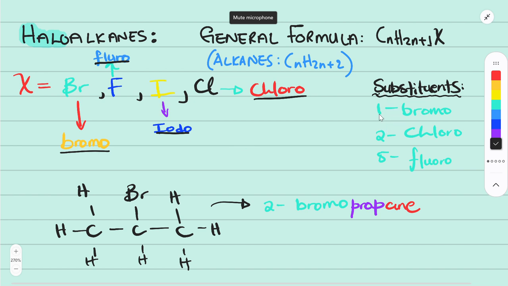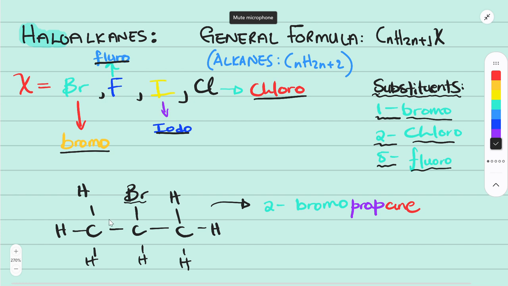Anytime we have a bromine or chlorine or any other halogen in the molecule, it sits on a certain carbon atom. So we have to indicate where it is, like this: 1-bromo tells you the bromine is on the first carbon. 2-chloro tells you we have a chlorine on the second carbon. 5-fluoro means the fluorine is on carbon number 5. So that's what's happening here.